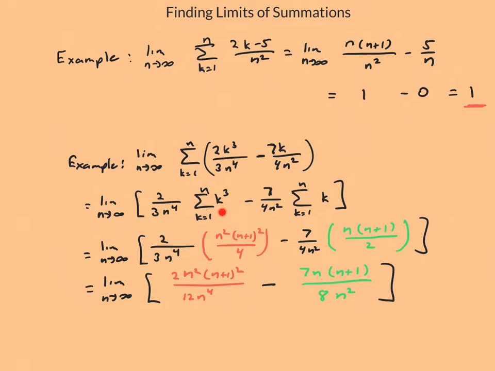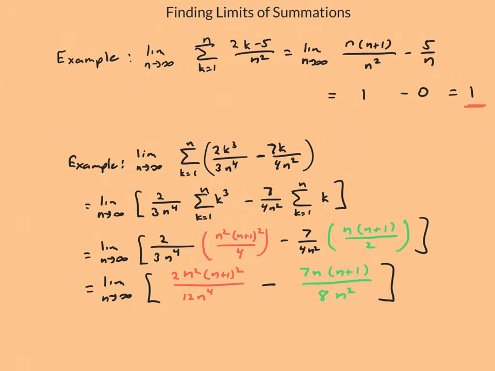I know that the sum as k goes from 1 to n of k cubed is n squared times (n plus 1) squared over 4. And the sum as k goes from 1 to n of k is n times (n plus 1) over 2. Now when I multiply this out, taking the 2 over 3n to the fourth times this, I will get 2n squared times (n plus 1) squared over 12n to the fourth, minus 7 times (n plus 1) over 8n squared.